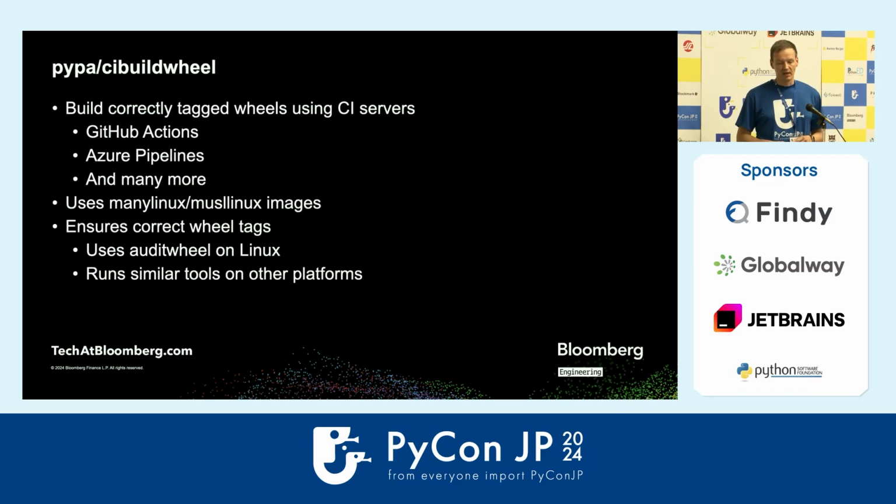And finally, we have CI build wheel, which takes all of these tools I've mentioned, and it bundles them into this nice package where you get tools in different CI systems like GitHub Actions or Azure Pipelines, and it will do everything for you basically auto-magically. It will use the Menelux or similar images for the musl standard. It also does this on all the other major operating systems, so macOS and Windows. And it also will call audit wheel to make sure that these wheels are correctly vendored and tagged.